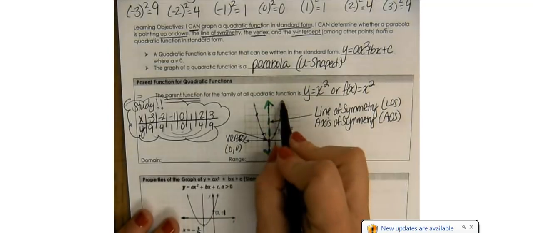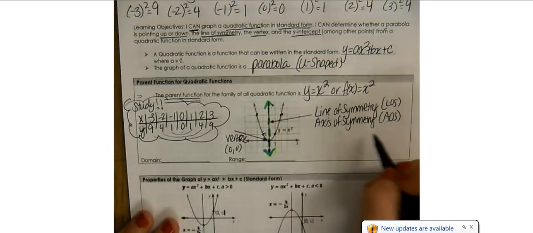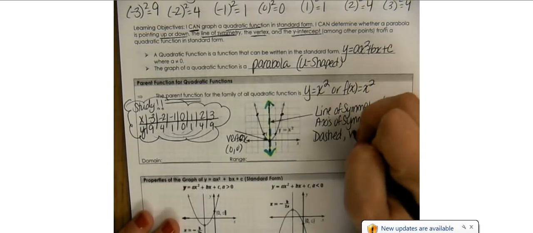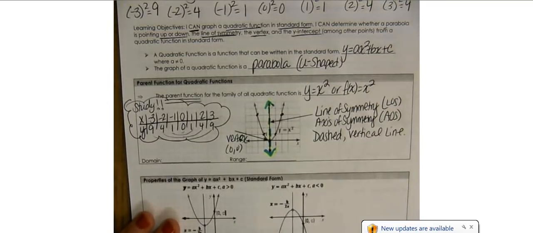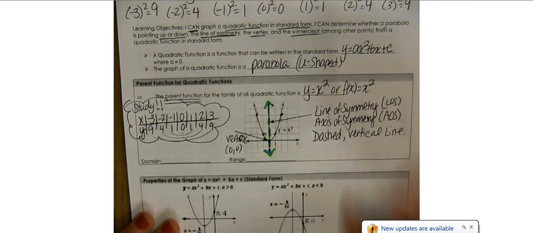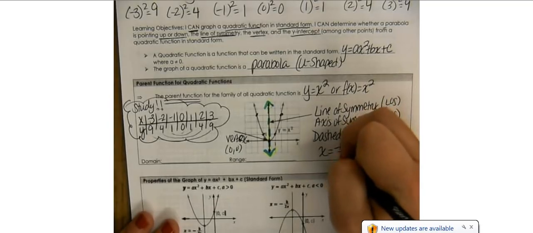And that indicates the symmetry of our graph. This line of symmetry is always going to be a dashed and vertical line. And because it's a vertical line, that means that we can write an equation for it. It's going to be a vertical line, undefined slope, x equals a number. And what x is going to equal is the opposite of b over 2a.